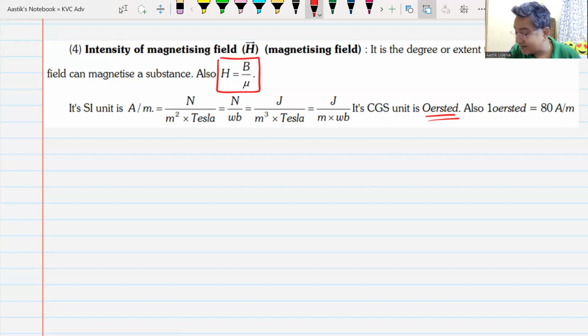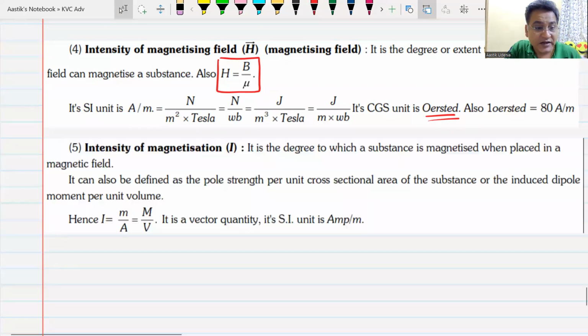Then the next term is intensity of magnetization. Intensity of magnetization tells us how much the body which was kept has been magnetized, and this is same as polarization of dielectric. In polarization of dielectric, we had put a dielectric in an electric field, and because of that electric field, it gets an induced dipole moment. This is the same as induced dipole moment.